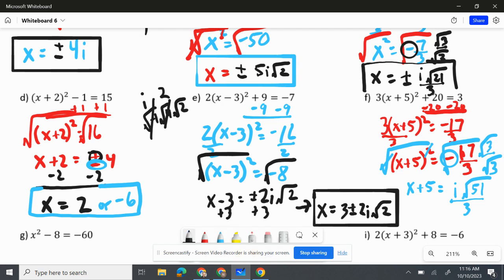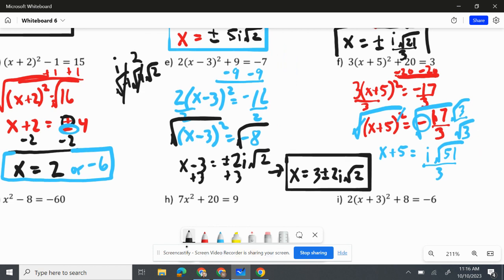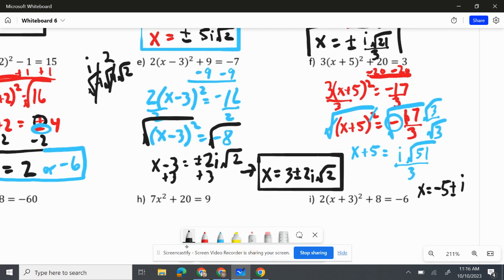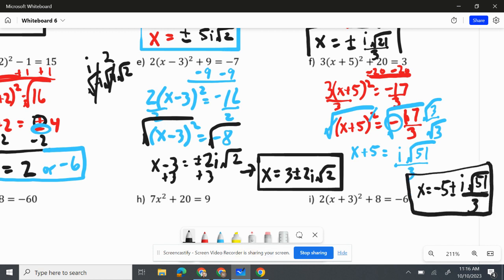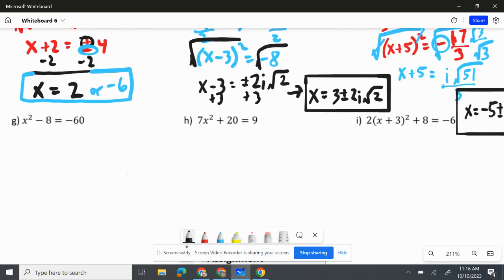And so what we get is x equals negative 5 plus or minus i square root of 51 over 3. Pause the video and try those next 3 on your own and see how you do.